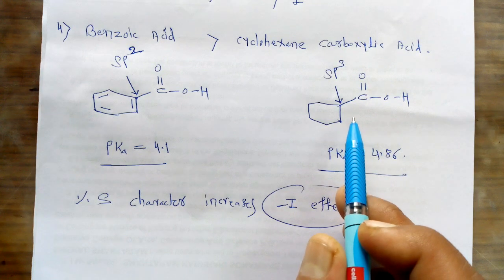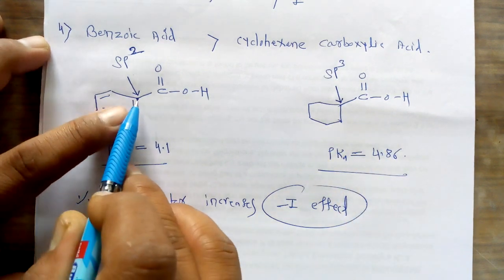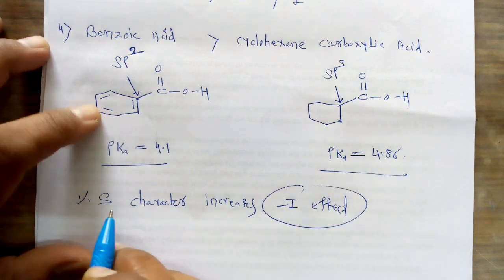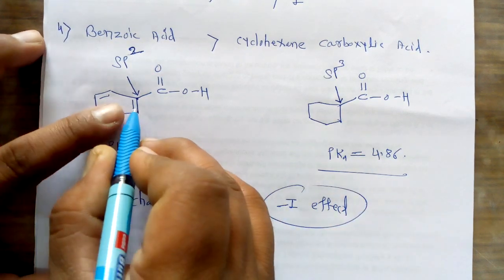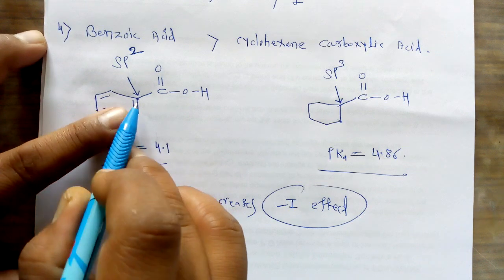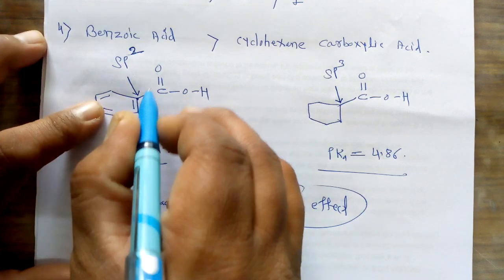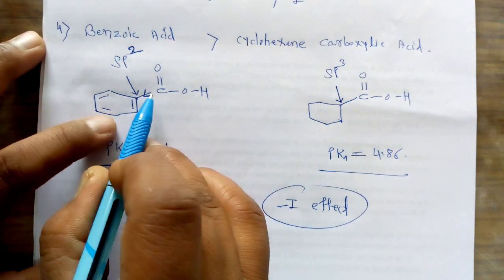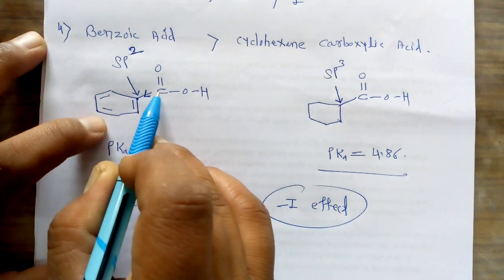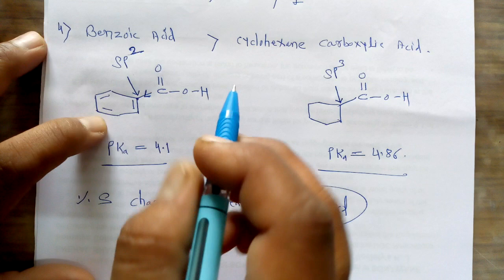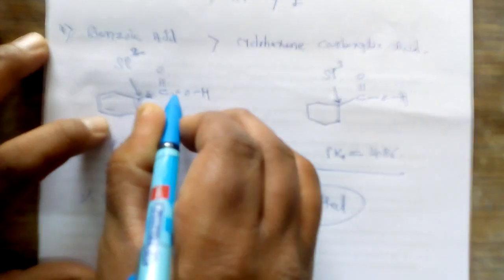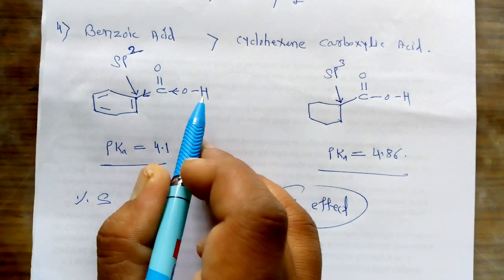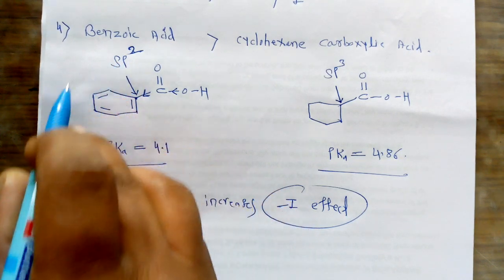So the strength of the minus I inductive effect is more in the first compound as compared to the second compound, and that's why in the first compound, due to the sp2 hybridization of this carbon, it shows the minus I inductive effect. It means these bonding electrons get pulled towards this carbon atom. So the bond between this oxygen and hydrogen becomes weak, and that's why it easily donates the proton, and that's why it is called a strong acid.